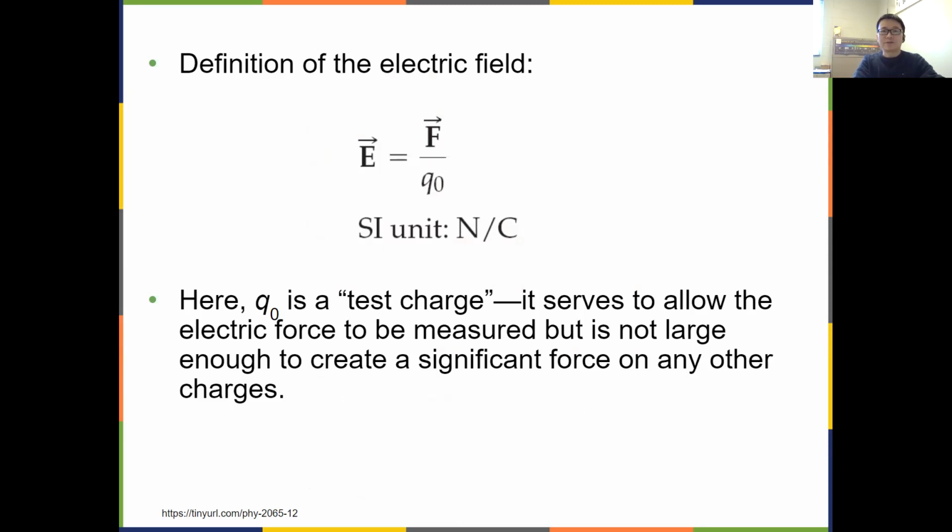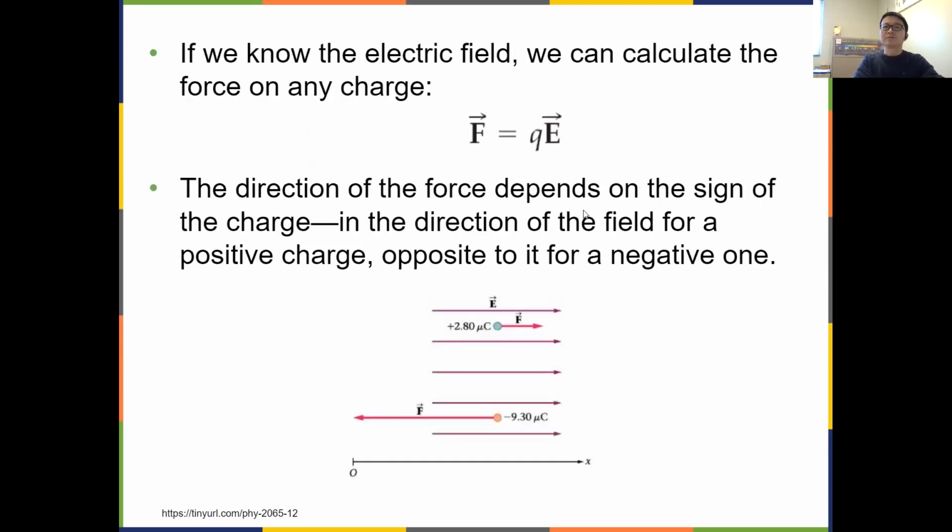Electric field can also be defined as the electric force divided by the charge of the test charge Q naught. So E equal to F over Q0. The SI unit for electric field is newtons over coulombs, where Q0 is the test charge you use to test the electric field.